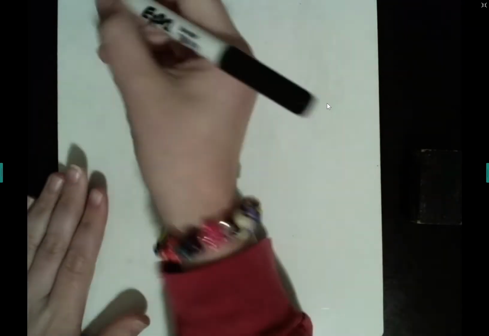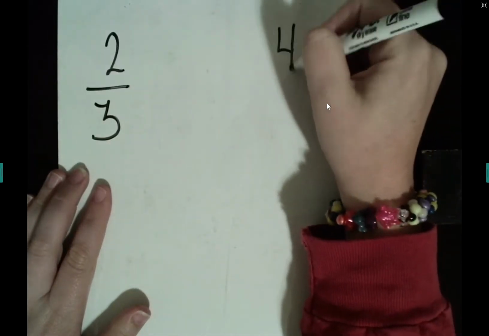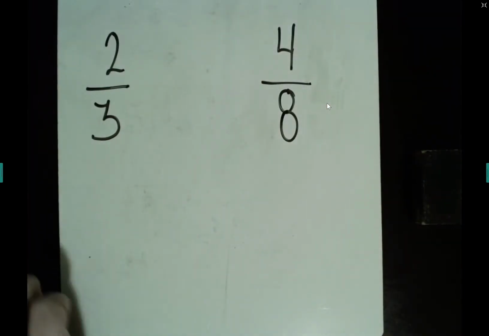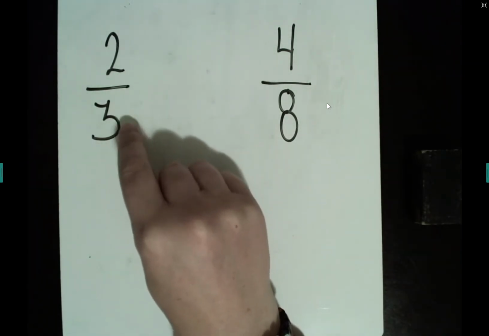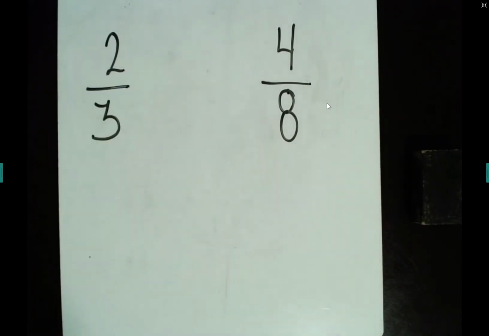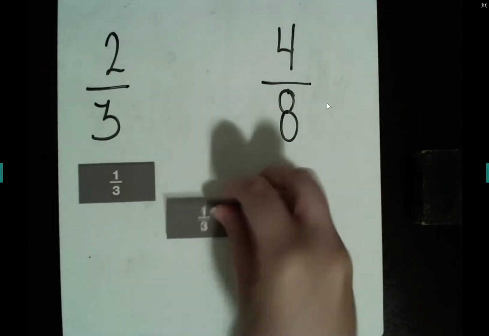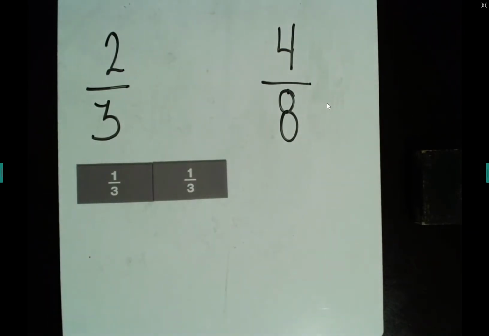So I'm actually going to move this out of the way really quickly so I can write my fractions down. So if I were going to compare some fractions, we're going to compare 2/3 to 4/8. Now, when you're looking at these, you need to get out 2/3. So I'm going to find the ones that have a denominator, the 3, and I'm going to get out 2 of them. So I have 1/3, 2/3. And notice how I'm lining them up nice and neatly.